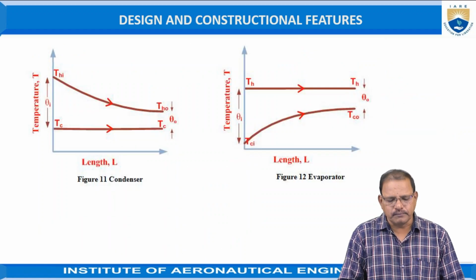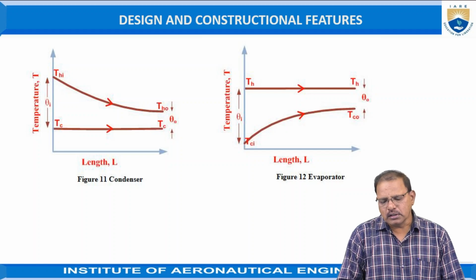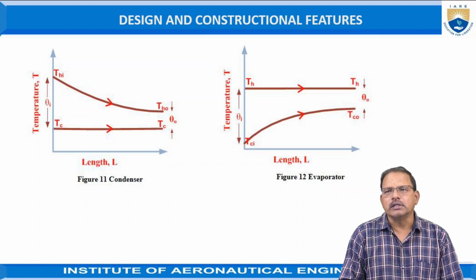So the summary is: in the case of condensers, the temperature of the cold fluid gradually increases by taking latent heat from the hot fluid. In the case of the evaporator, the temperature of the hotter body remains constant, and the latent heat possessed by it is taken by the cold fluid in order to reach its temperature.